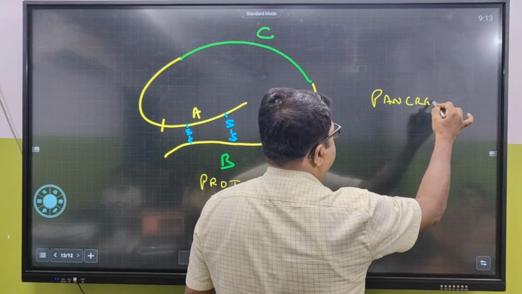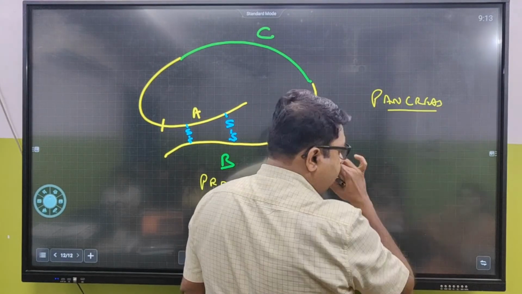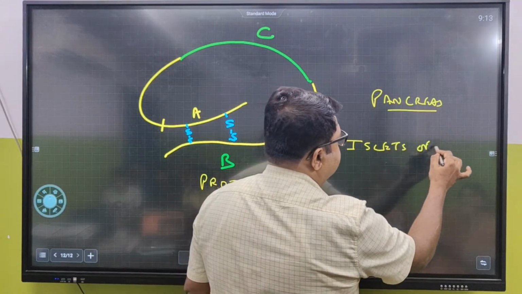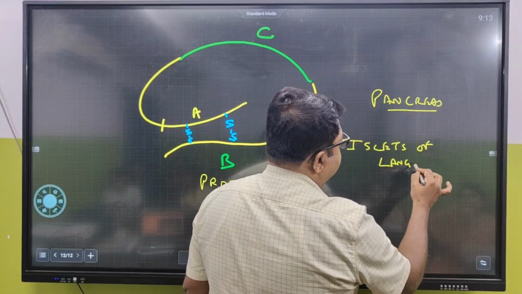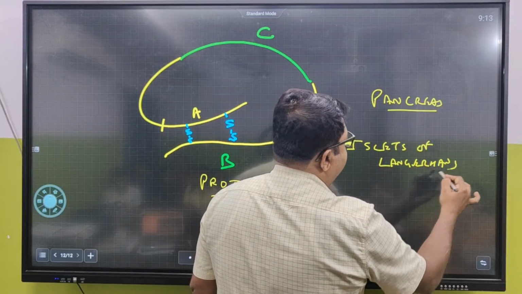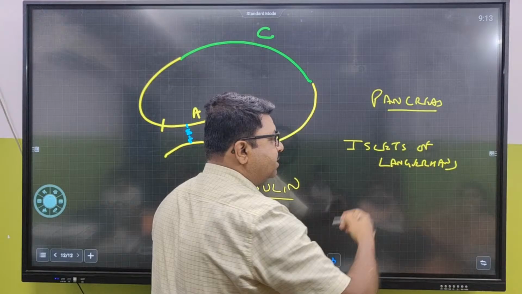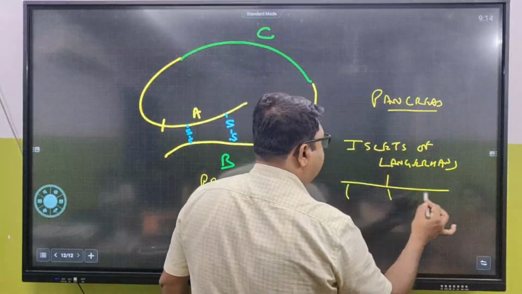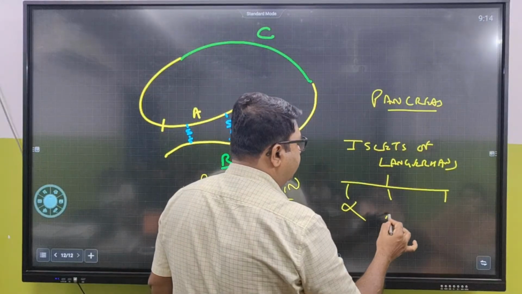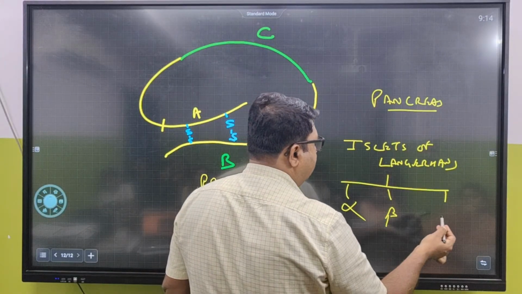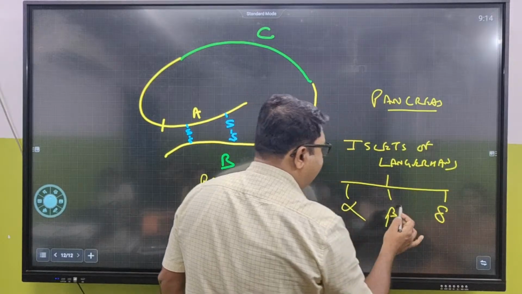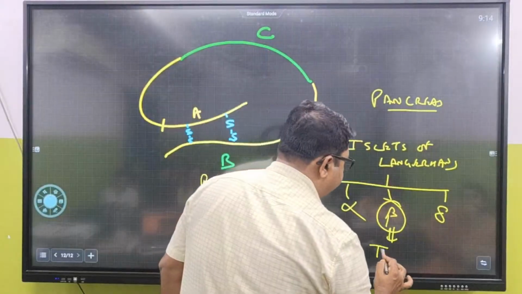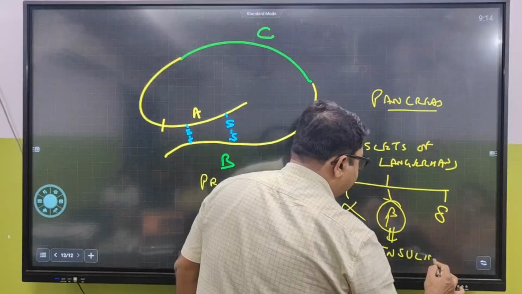Tell me which cells of the pancreas? There are some specialized cells called islets of Langerhans. Langerhans was the name of the scientist. Islets means islands, so they were island-like cells. These cells have alpha, beta, gamma, delta. But we are going to talk about the beta cells of islets of Langerhans. It secretes normally a hormone which is called insulin.